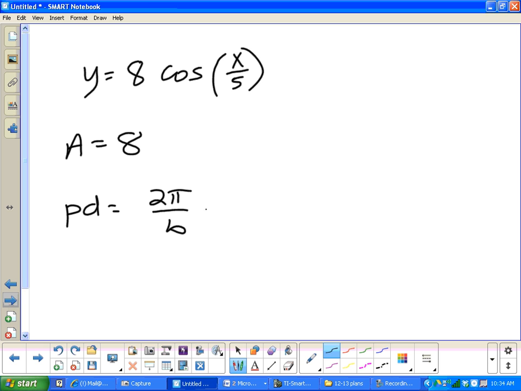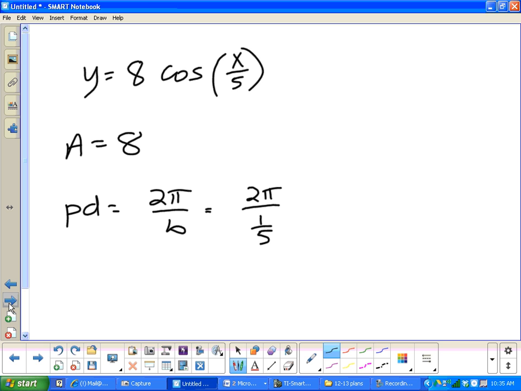Now this looks pretty nasty right here. So you're going to get 2 pi divided by 1/5. Well, that's not a very nice number, right? 2 pi divided by 1/5. You don't worry about the x. Just do the coefficient. So the coefficient would be 1/5.